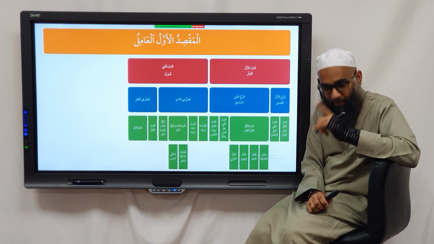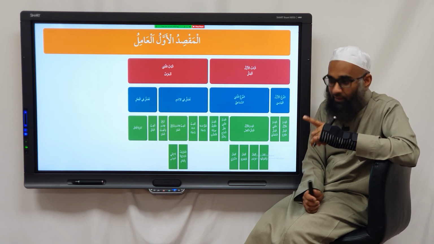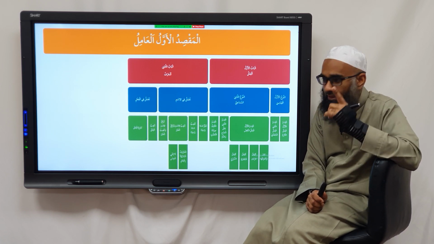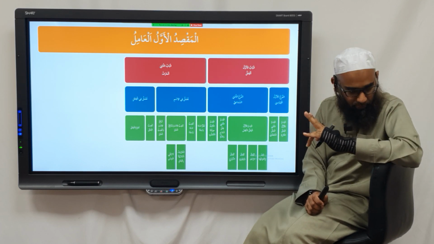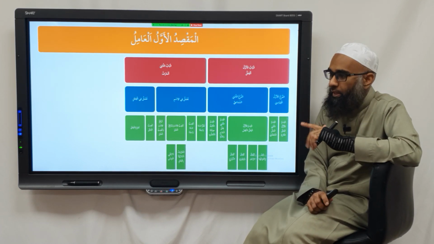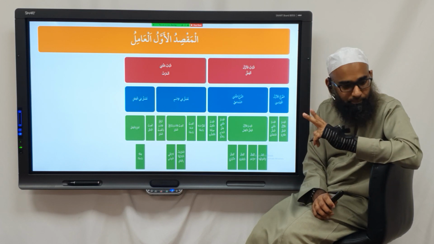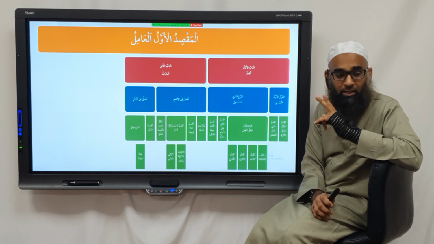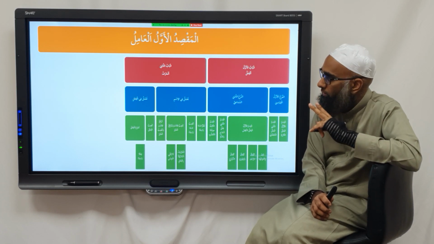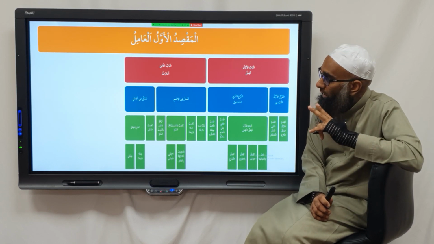Lam, lamma, so 2 lam, lamma. Then the lam that comes on amr ghaib, and the la that comes on nahi. Those four make one verb majzoom. And then what makes two verbs majzoom? In and إذما, the harfu shart.